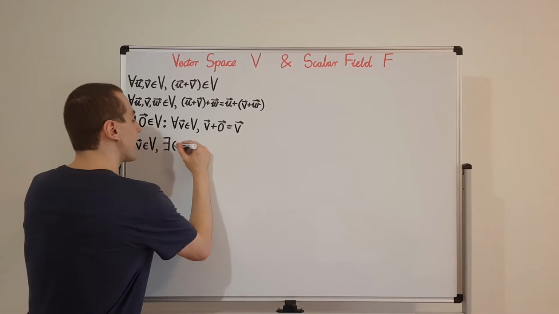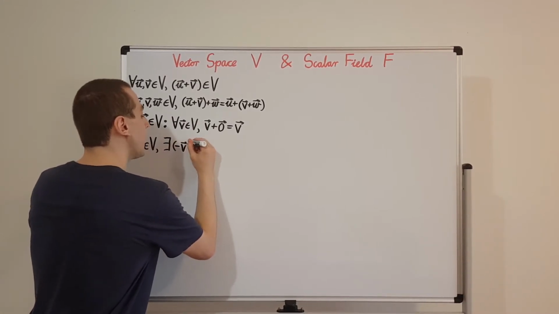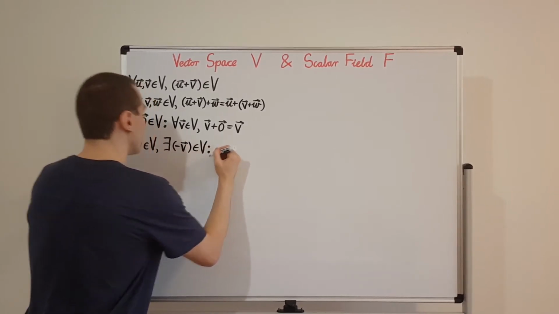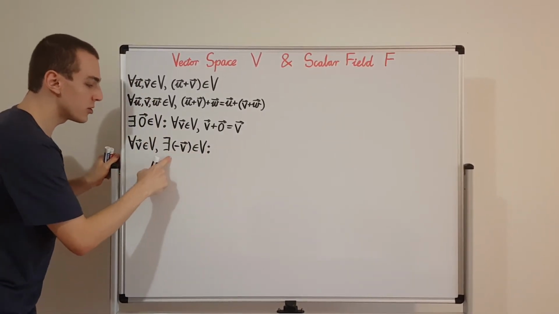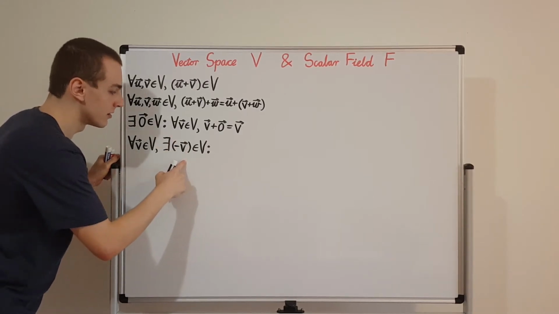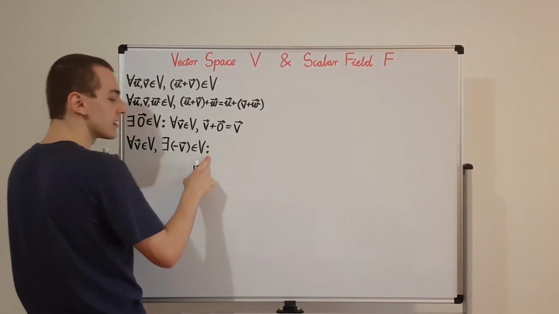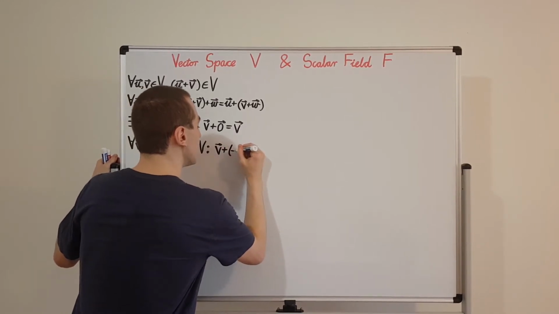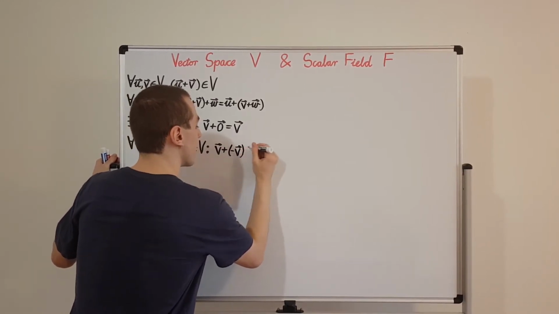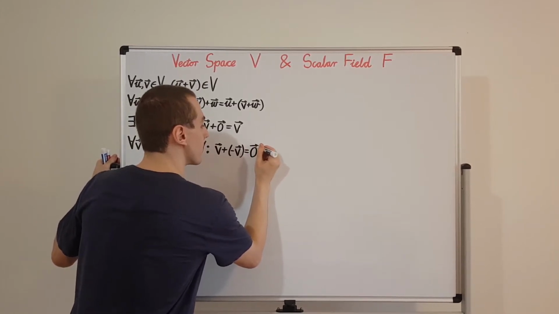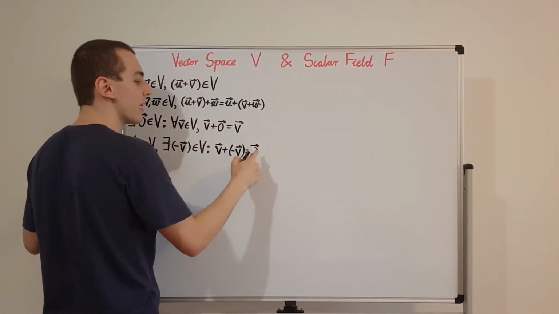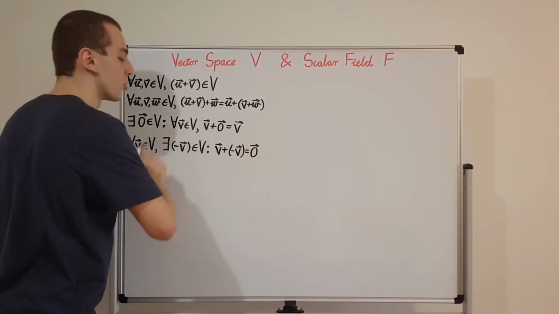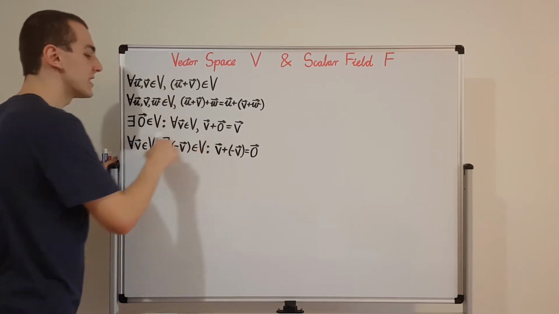And I'm going to denote that by negative v, or minus v. That's also an element of the vector space. So for all vectors in the vector space, I want there to exist an inverse vector in the vector space, such that if I add this vector to its inverse, that gives me back the 0 vector. So adding the inverse gives back the additive identity. This is just like what we saw in fields and in groups. So we have this inverse property.